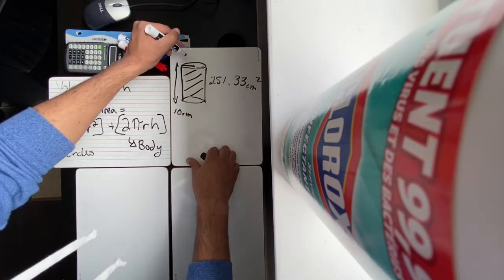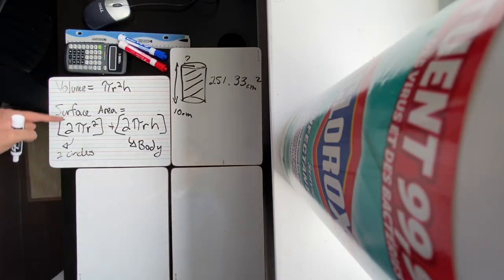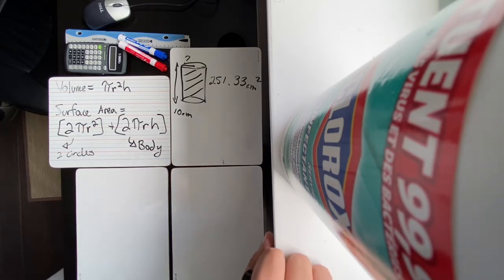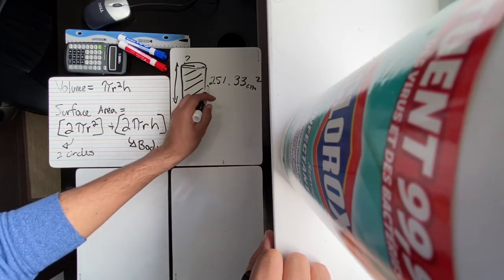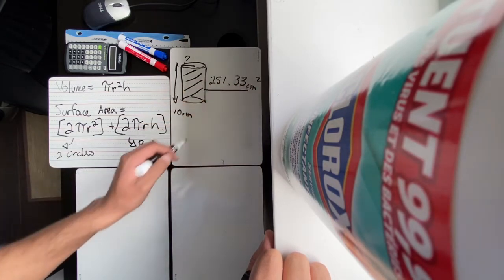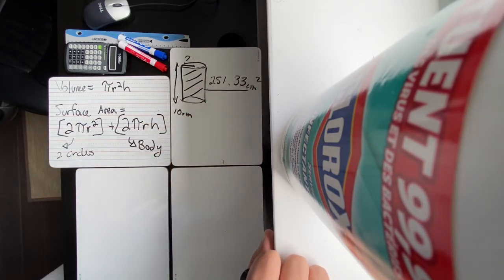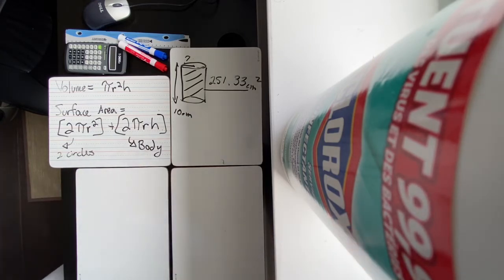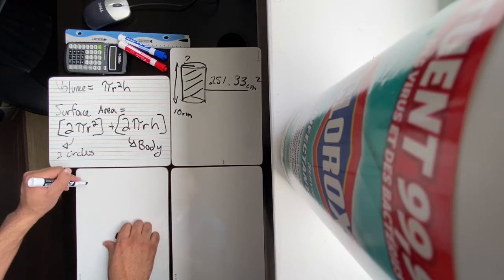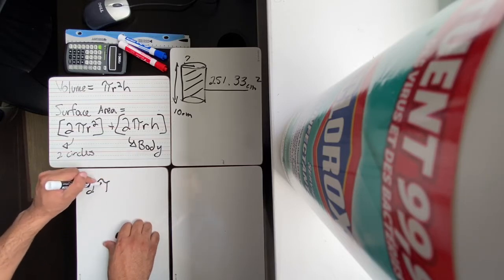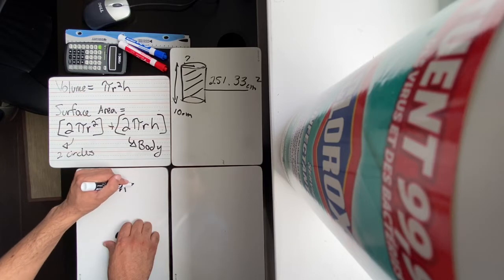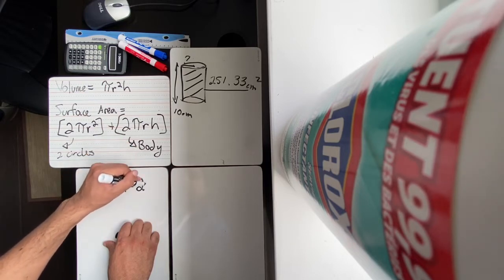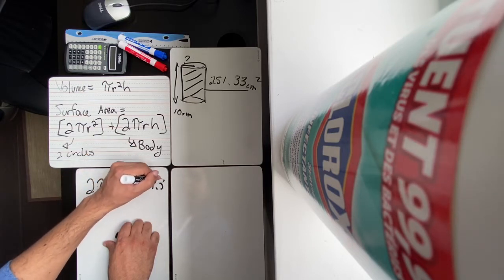So which of these formulas do you think I should use? Do I have to use all of them? No, I don't have to use all of them. It tells us that the body has a surface area of 251.33. So I'll use the body piece of the formula, which is just this one. So I'll go ahead and write that formula out. 2 pi r h equals 251.33.